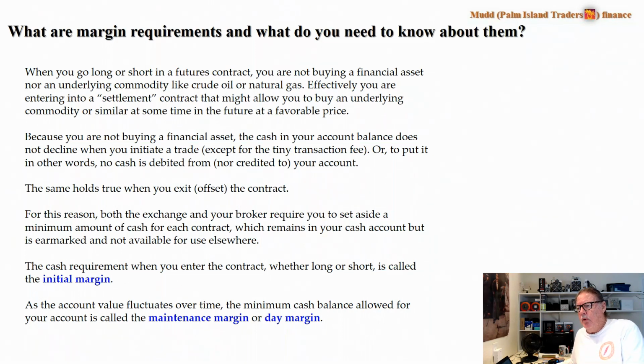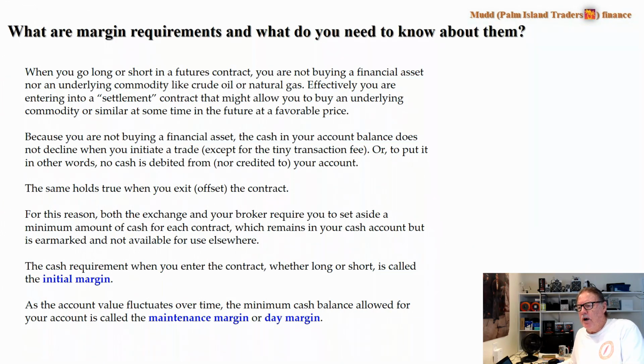Or to put it in other words, no cash is debited from nor credited to your account when you enter a contract. And the same thing holds true when you exit the contract, which is typically called the offset. For this reason, both the exchange and your broker require you to set aside a minimum amount of cash for each contract, which remains in your cash account, but is earmarked and not available for use elsewhere. And I'll show you an example of this in just a minute if you don't really understand the language here.